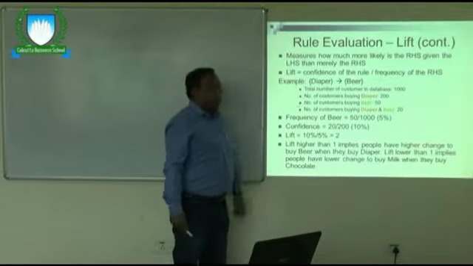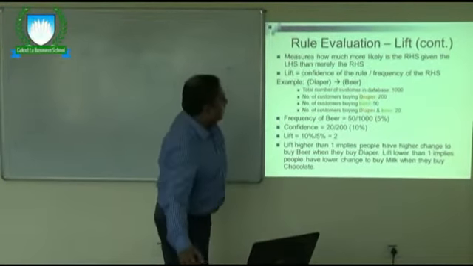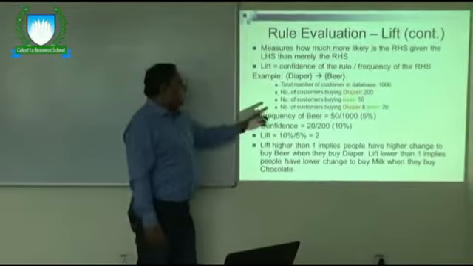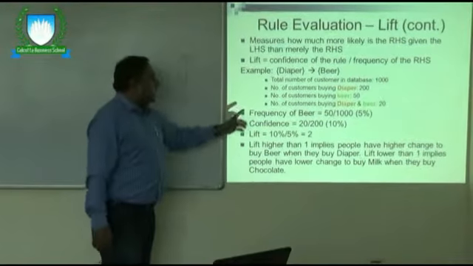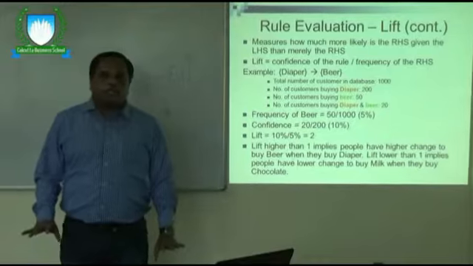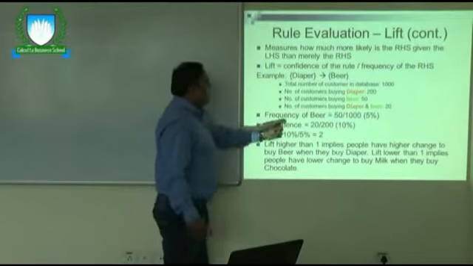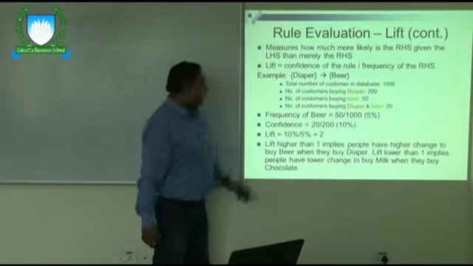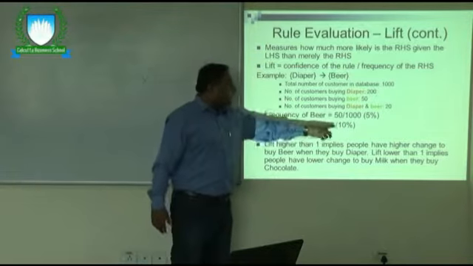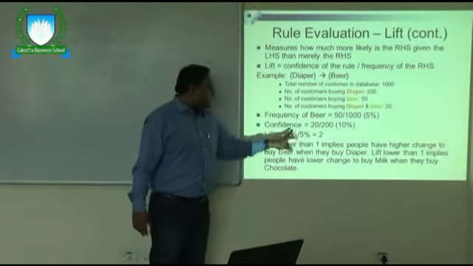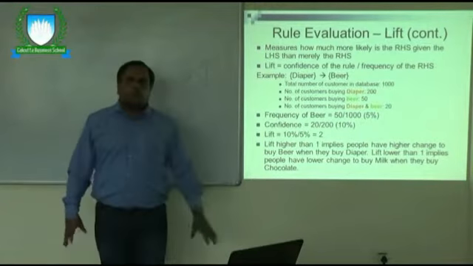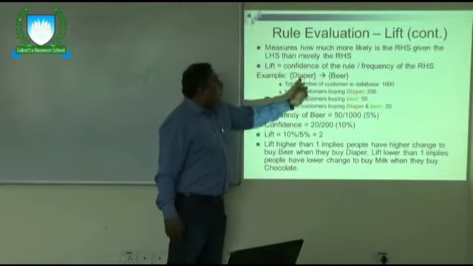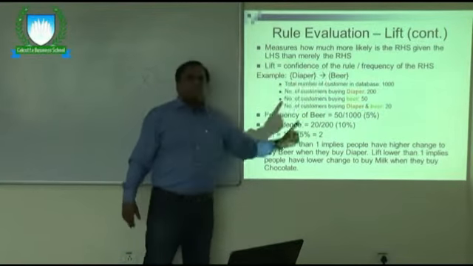For example, here you can see another example. Suppose the total number of transactions in a database is 1000, the number of customers buying diaper is 200, the number of customers buying beer is 50, and the number of customers buying diaper and beer together is 20. So the frequency of beer, which is just the original support, is 50 by 1000, that is 5%. Confidence is 20 by 200, that is 10%, and lift is 10% by 5%, which is equal to 2. So that gives us a real insight that the introduction of diaper has actually increased the consumption of beer.